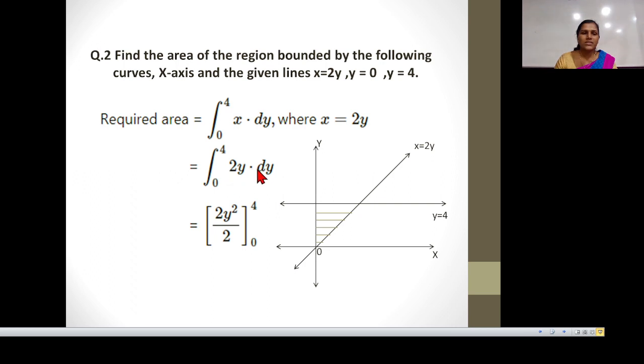After taking the integration of y with respect to dy, we get 2y square by 2. And after getting the integration, we will apply the limits from 0 to 4. So by putting the upper limit value, we get 16 minus the lower limit value, we get 0. So the final answer will be 16 square units.